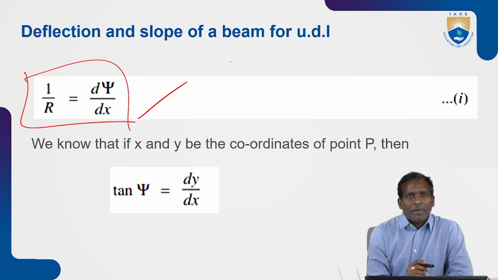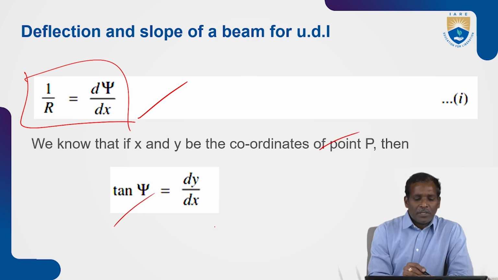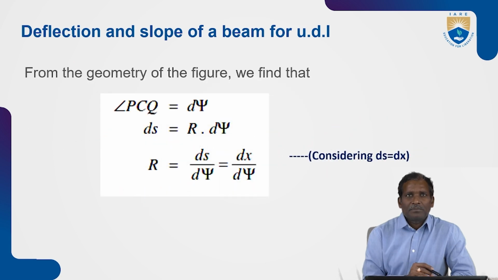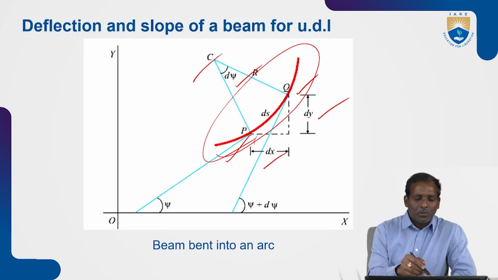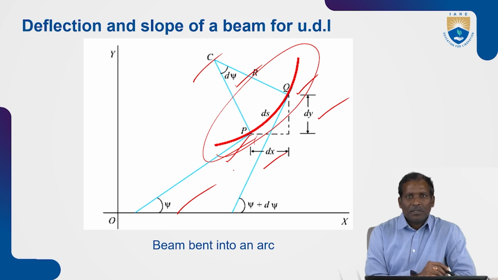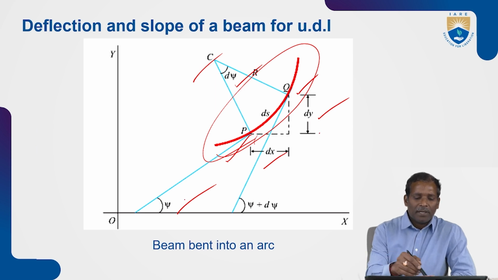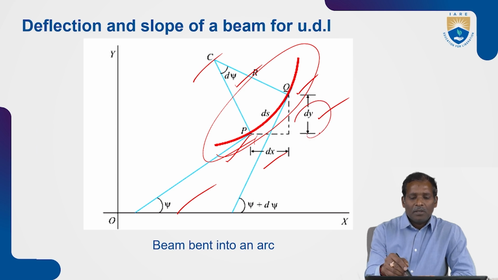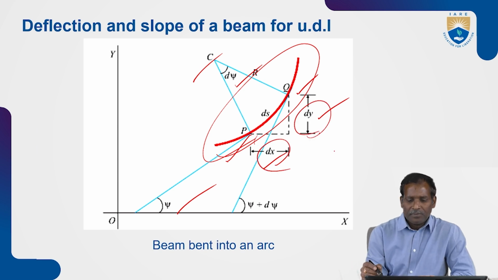We know that if x and y are the coordinates of point P, then tan psi is equal to dy by dx. So from this diagram, you can write tan psi is equal to dy by dx.